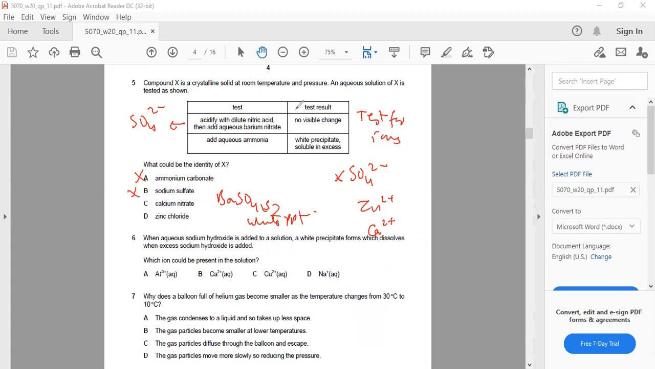Then add aqueous ammonia: white precipitate, soluble in excess. Aqueous ammonia test is for cations. Soluble in excess means it cannot be calcium, because for calcium there is actually no white precipitate with ammonia at your level. So zinc is the answer, because the white precipitate is soluble in excess.